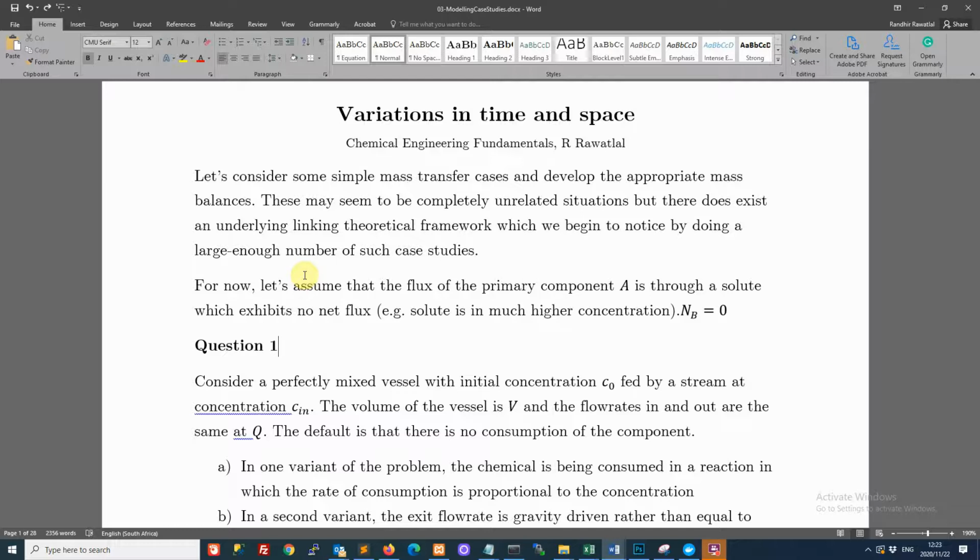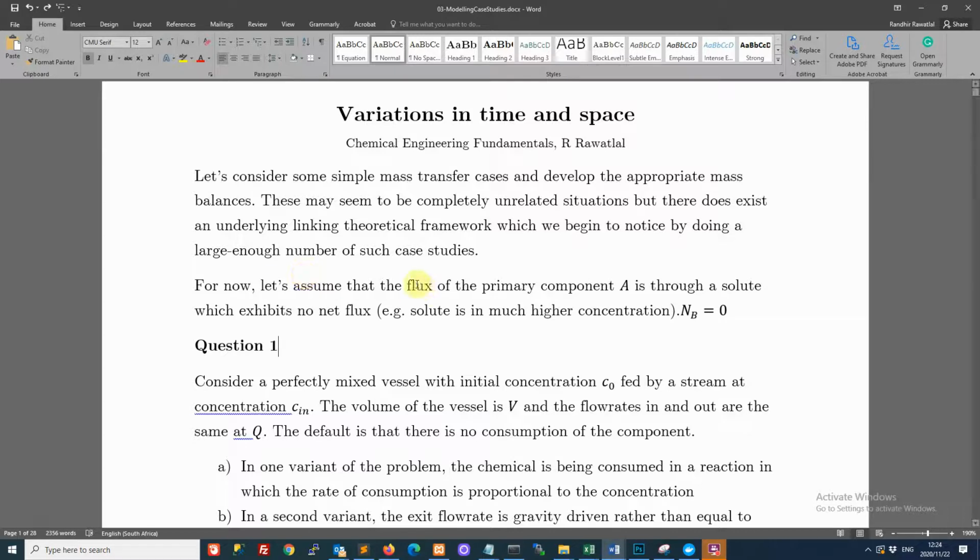There is a way to generalize all these situations, and in fact we'll show later on that with just one equation we can represent virtually any type of mass transfer situation. Before we get to that though, we will need to acquire some experience in developing such models and such descriptions, and what we are going to do is just develop these mass balances and these concentration profiles for case studies with a number of variations to them.